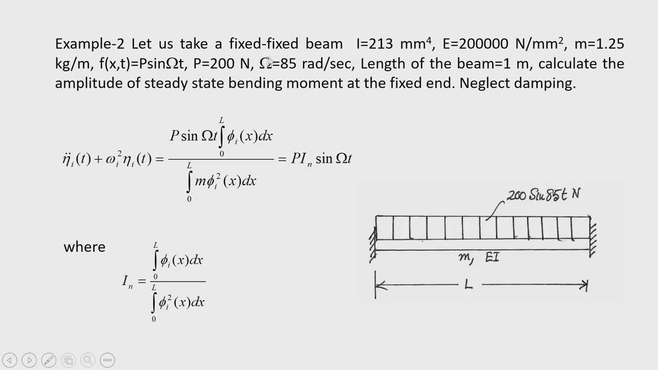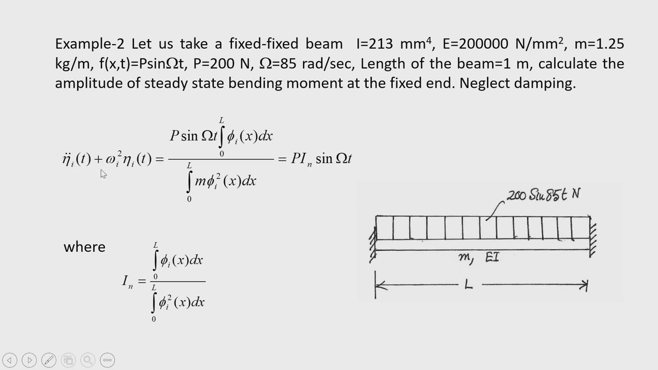So let us take an example of a fixed beam. I, the moment of inertia of the cross section, is 213 mm⁴. E is 2 × 10⁵ Newton per millimeter square. Mass per unit length is 1.25 kg, and the forcing function is a uniformly distributed load, but it is time varying. So the forcing function is 200 sin 85t. So 85 is the capital Omega, you can say, and 200 is the p, that is the magnitude of the force. Here we neglect the damping, to illustrate the procedure.